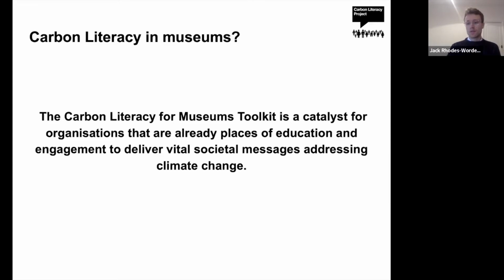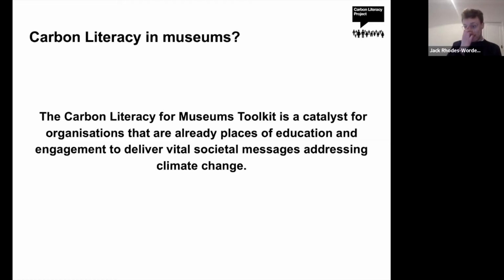Carbon literacy also speaks to the museum sector's role in society as stewards of culture and of nature. Museums are trusted institutions in our communities and they engage millions of people every year. And they tell the most important stories of our planet. So ultimately, museums are perfectly placed to engage with climate change and empower communities to reduce their emissions. And so the Carbon Literacy for Museums Toolkit can be a catalyst for your museum and support you in delivering these vital societal messages addressing climate change.